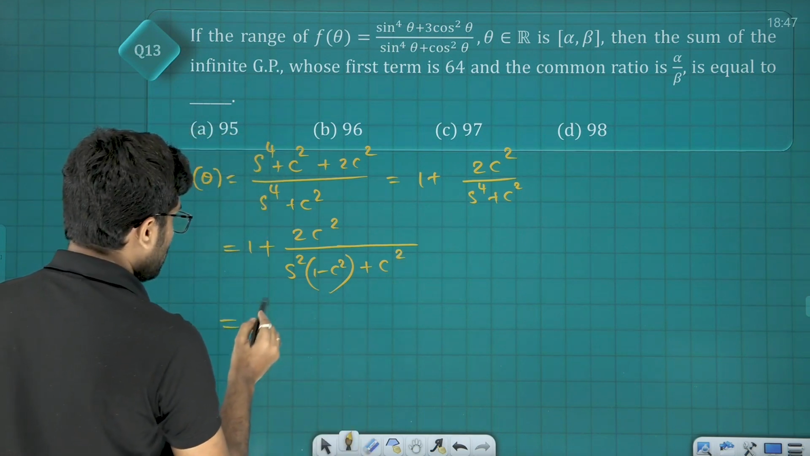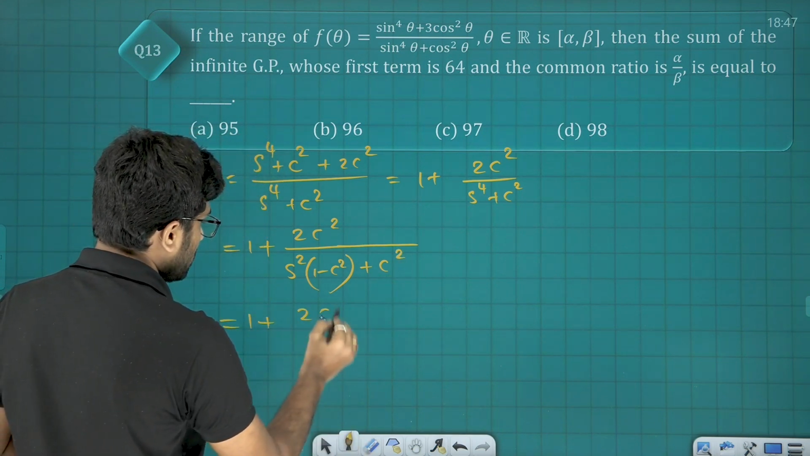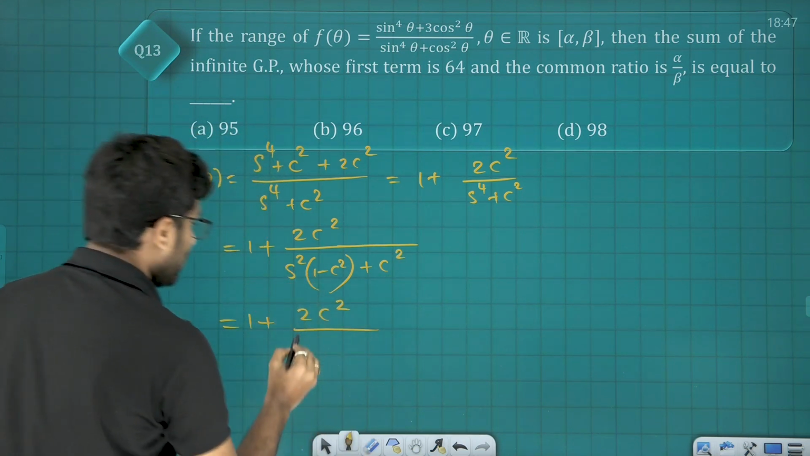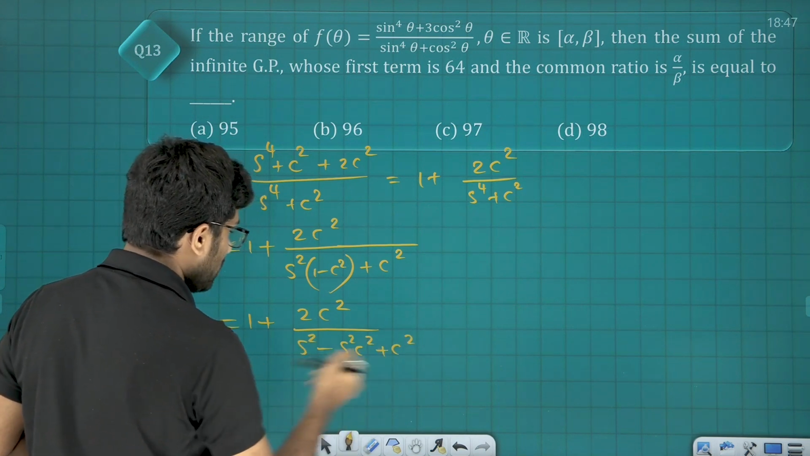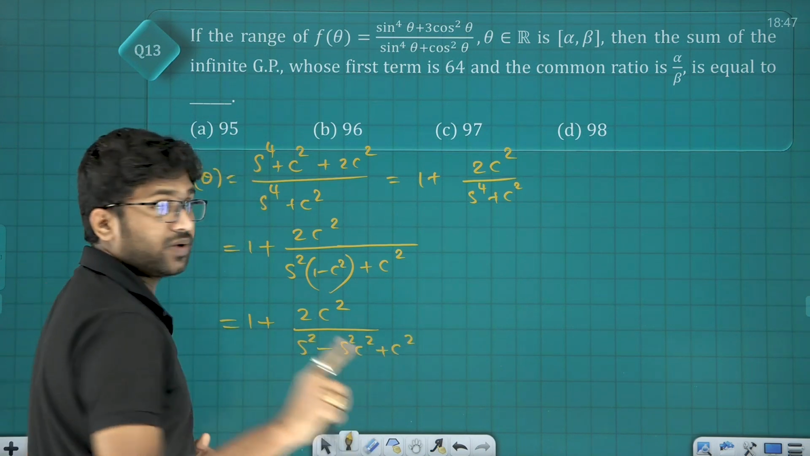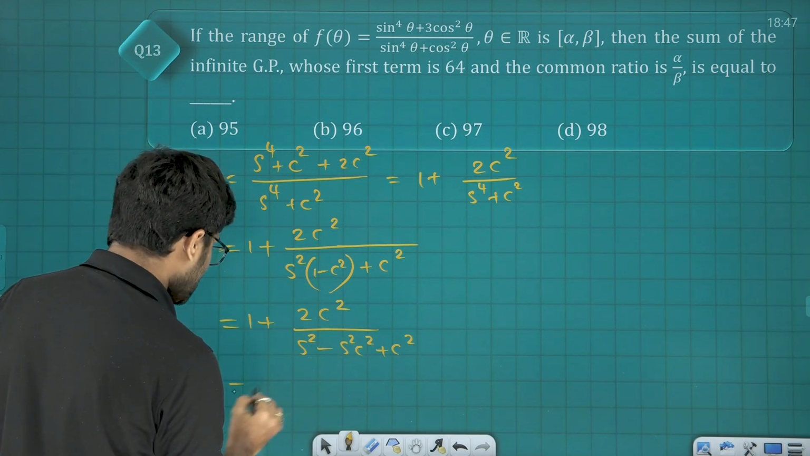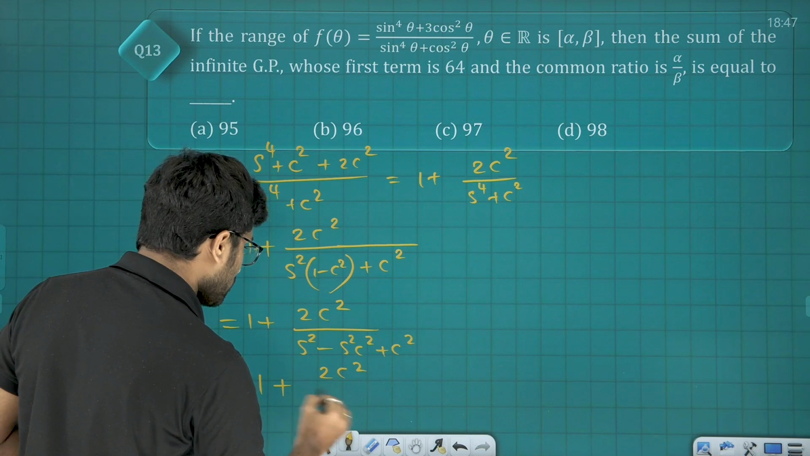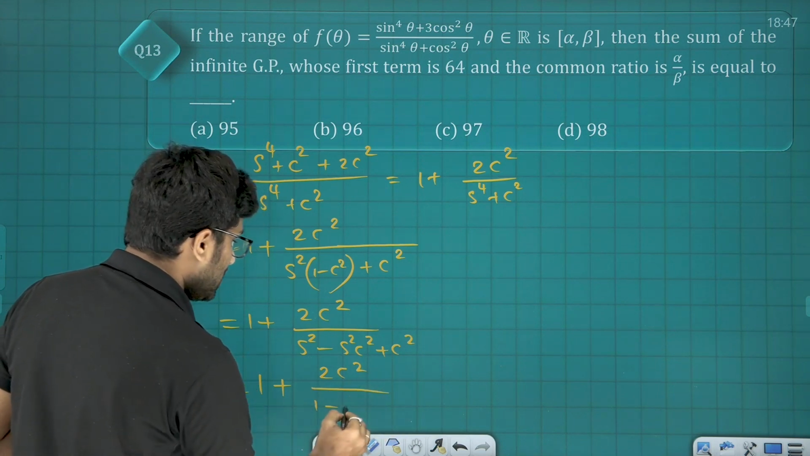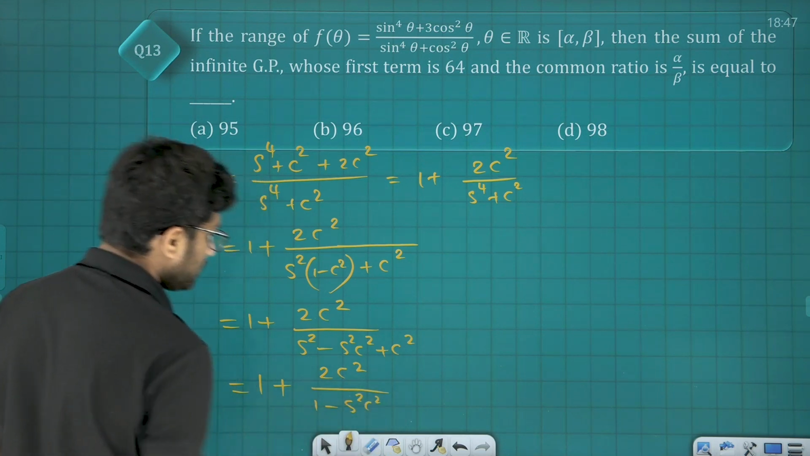Now let's see this. 1 plus 2 cos square divided by sin square into 1 is sin square minus sin square cos square plus cos square. We all know friends, sin square plus cos square is 1. So that is equal to 1 plus 2 cos square divided by 1 minus sin square into cos square.